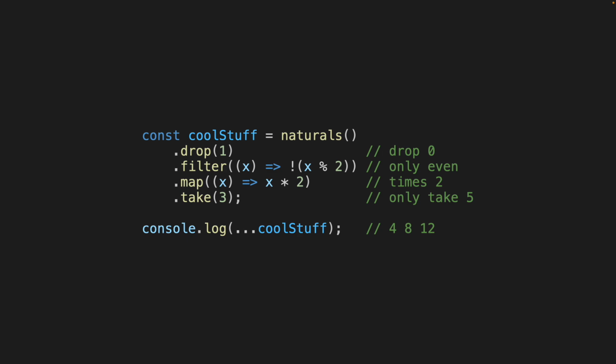Anyway, you can do very cool stuff with the new functions because, as I told you before, all of these you can, of course, chain. So if you're a purist and you say 0 is not a natural number, you can just drop that. And also we can only take even numbers, and then we map over them and multiply them by 2, and then we only take 5. And if we spread this, it will iterate over all of them and print it to the console. We get 4, 8, 12, which is nice.